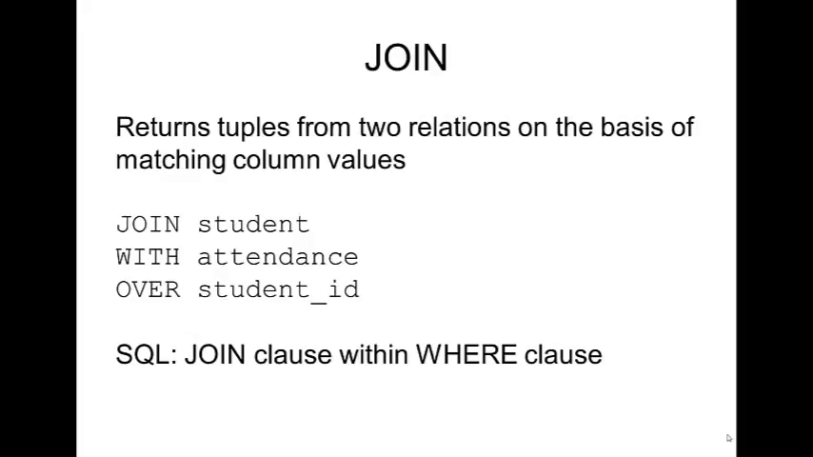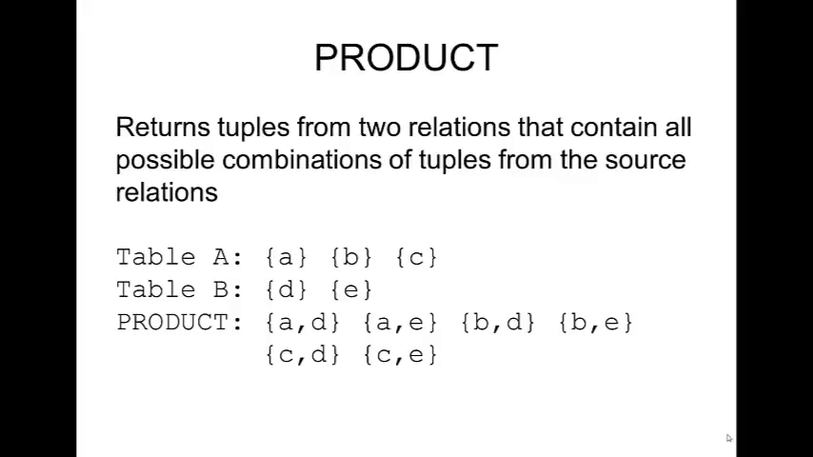The join operation, that's the third one, and this, of course, is very important for SQL. It returns tuples, rows, from 2 relations on the basis of matching column values. Very straightforward. So we've got a student table or relation, we've got an attendance relation table, which classes students attended in, and we're going to link those 2 tables through the common student ID field. And join, unsurprisingly, is implemented in SQL in the join function between tables, the join clauses within a where.